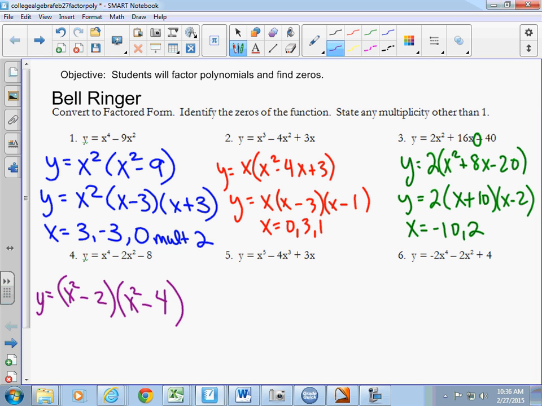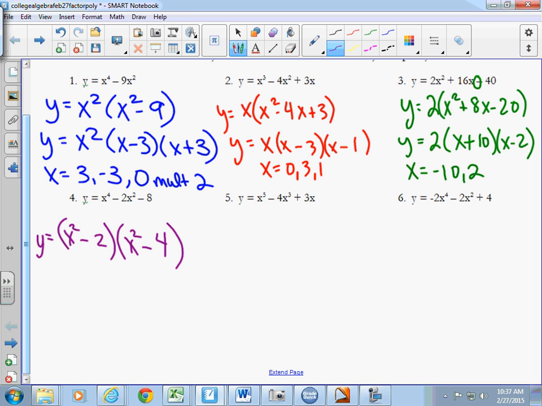Because this one's a little bit strange, you probably should FOIL it back out and make sure you did okay on factoring it. Because it was a tough one, since it had an x to the 4th and an x squared instead of normal. Does this keep factoring? Yes.